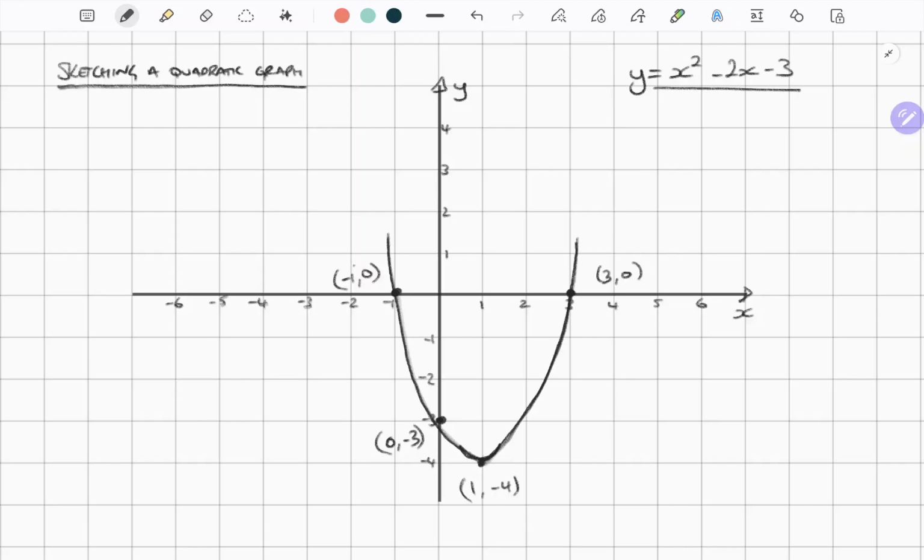Okay, so that is a very brief video on sketching the graph of the equation that we put out there. Go back and watch the first part of this little mini series, part 1 I should say, if you want to go through and learn how to identify those points.